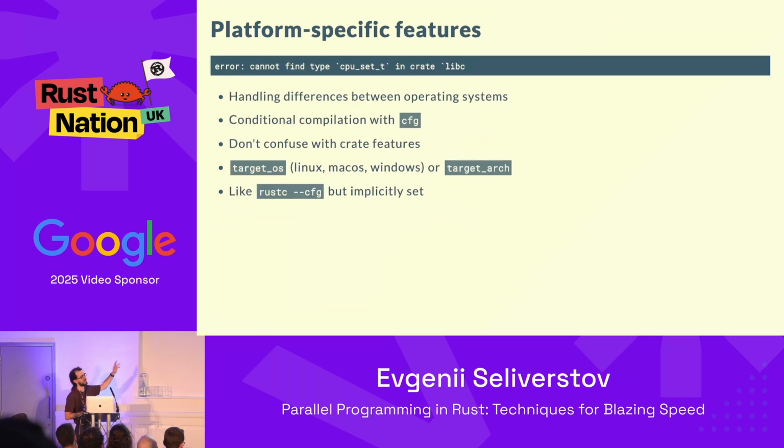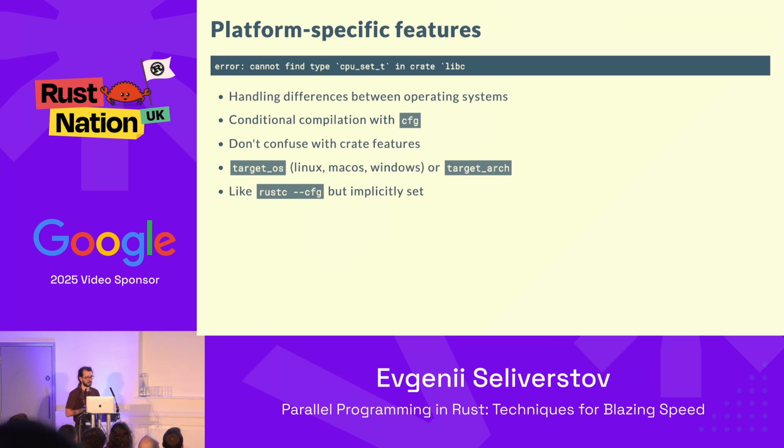And if you run that program I specified before for CPU affinity, we'll get this problem on Mac. We need to handle differences between operating systems, and we can do it with a really handy thing. It's a difference from C and C++ that I like the most. We can do it in code. We can understand which platform and which architecture we target.